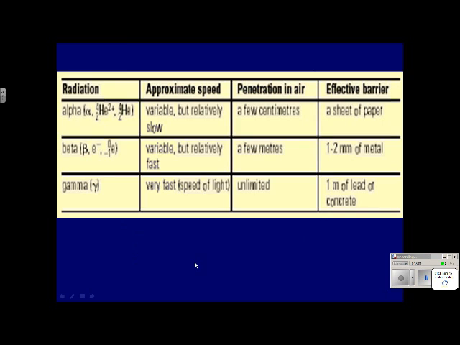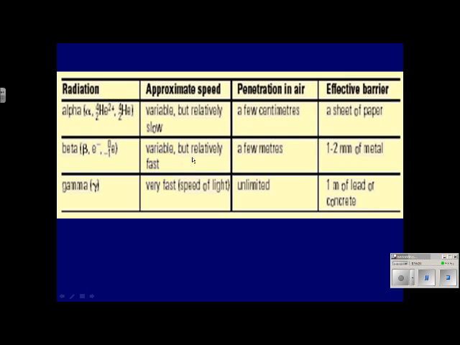Okay, where am I at? There's some information about the types of radiation and how they work. So here, they're relatively slow, but they're heavy, the alpha particles. They can only go a few centimeters in air until they run into some air particles and stop. And a piece of paper would stop alpha particles. Really, you can stop an alpha particle pretty easily.